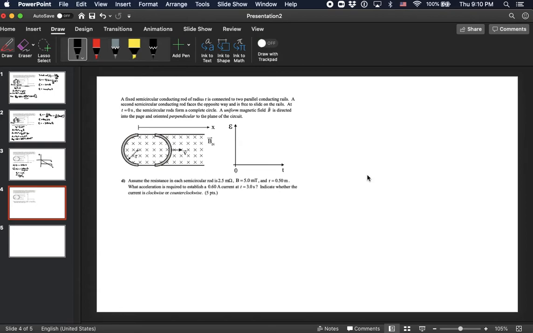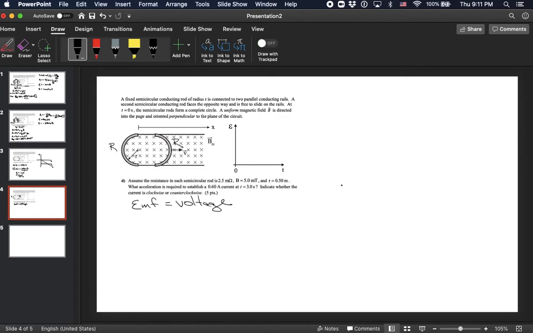So what D is, we want to calculate the acceleration in order to have a certain current. Let's start with EMF, and EMF is just a voltage, an induced voltage. It tells us that these two bars have a resistance. So each of these bars has a resistance. This is an R and this is an R.